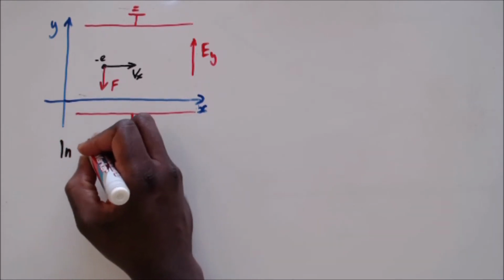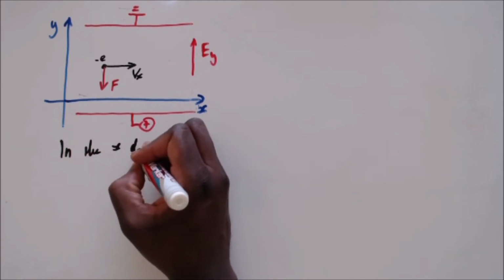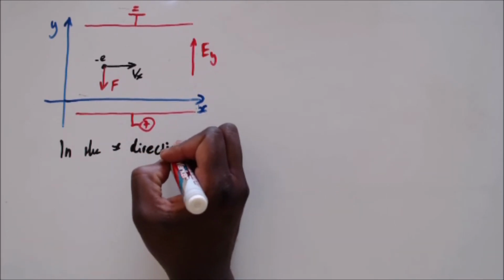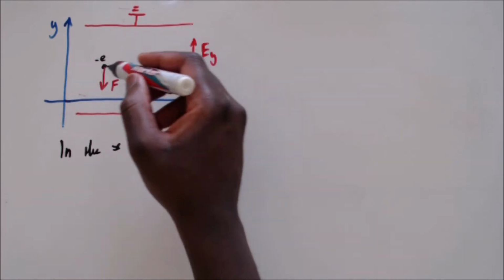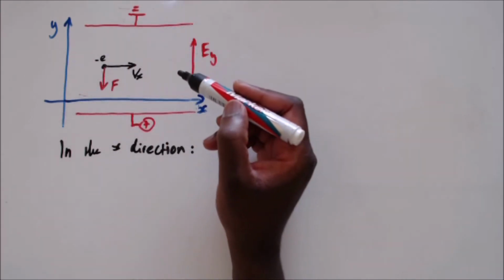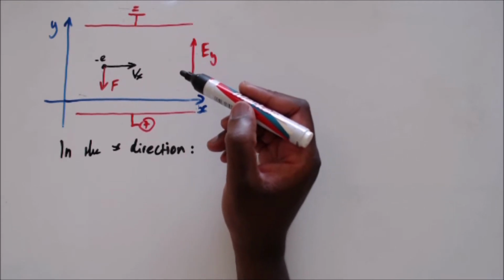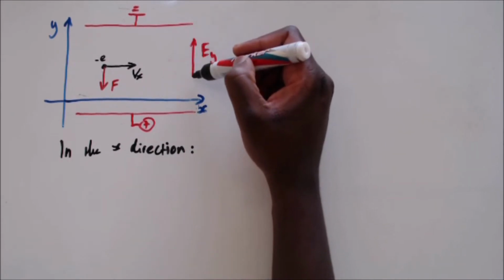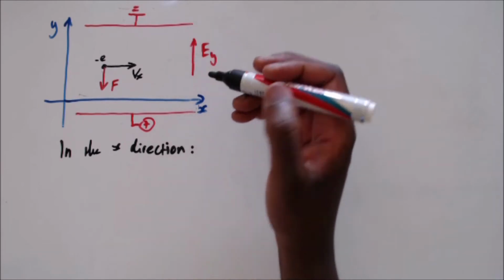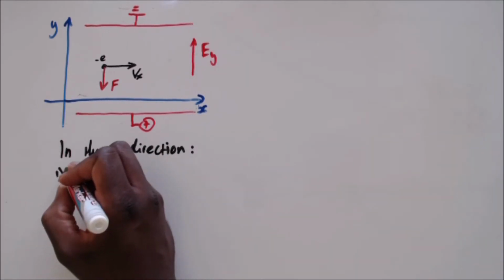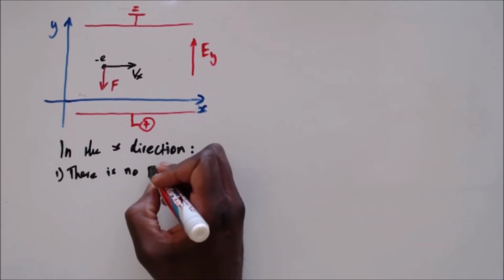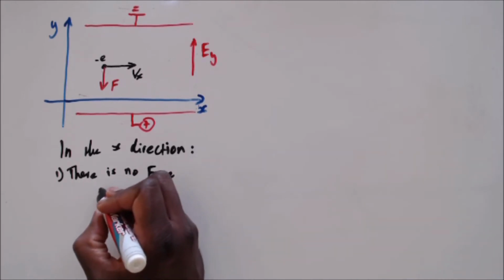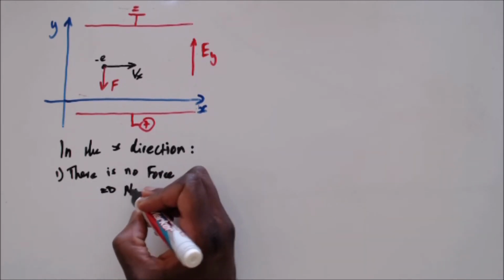So in the x direction, what do we know as a fact? Well, we know for a fact that in the x direction, this electron is not going to experience any kind of force, because the electric field is not in that direction, and so the force is only in the y direction. So in the x direction, firstly, there is no force. And the result of that is that there will be no acceleration.